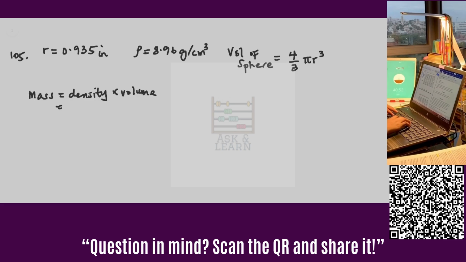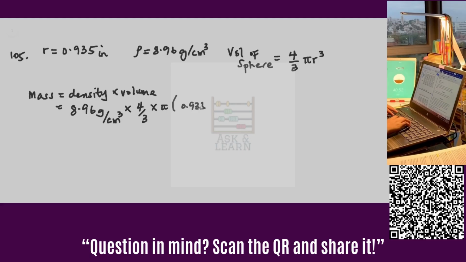So we know that the density that we've been given is 8.96 grams per cubic centimeter, right? The volume of the sphere is 4/3 pi r cubed. So we can multiply, this is 4/3 times pi. But here, our radius is in inches. So we have to do some unit conversion here. Since an inch is 2.54 centimeters, we can convert that easily to centimeters.